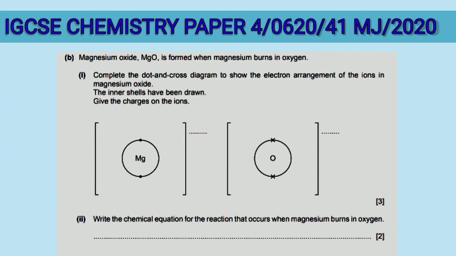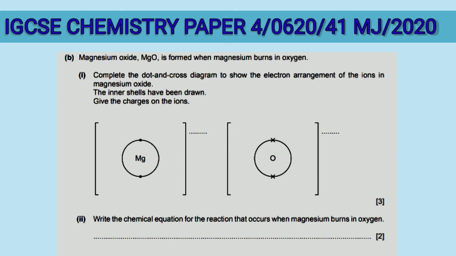B part of the question. Magnesium oxide, MgO, is formed when magnesium burns in oxygen. Complete the dot and cross diagram to show electron arrangement of ions in magnesium oxide. Inner shells have been drawn. Give the charges on the ions.